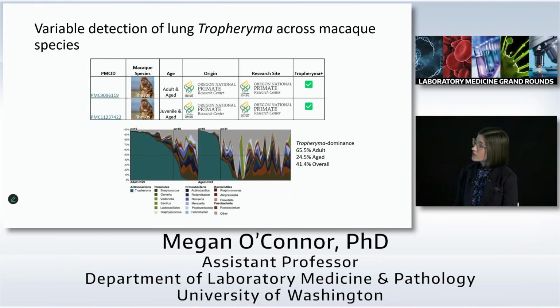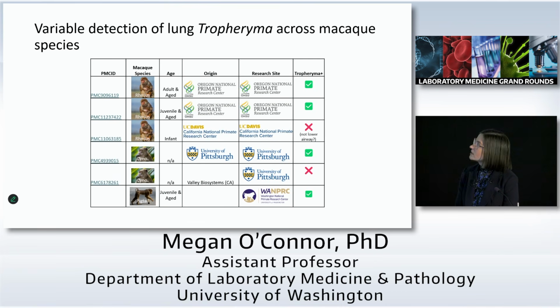And so this is overall suggesting, based on the prevalence as well as that it's decreasing with age, that this is most likely a commensal bacteria. But then there have been other studies that have not been able to detect Tropheryma. So there was a study done in infant rhesus macaques at California where they were not able to detect it.